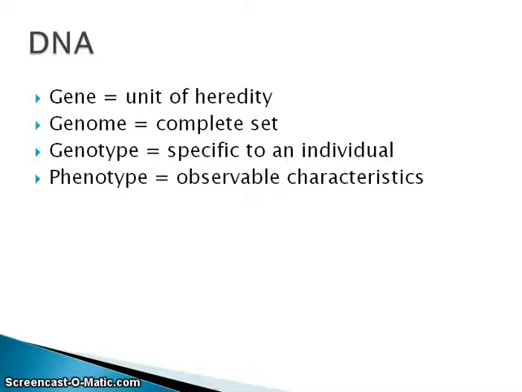Know that a gene is a unit of heredity. A genome means a complete set. So you have a genome that's different than my genome, that's different than your parents' genome, and so forth. A genotype is specific to an individual, and then a phenotype is an observable genotype. So it's like a hair color, eye color, height, weight, that sort of thing.